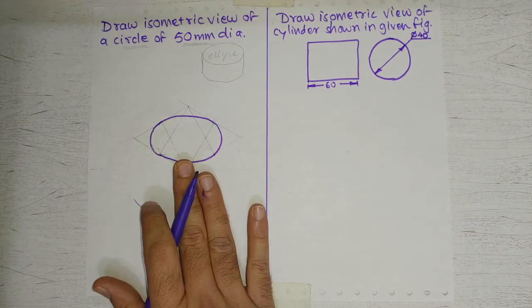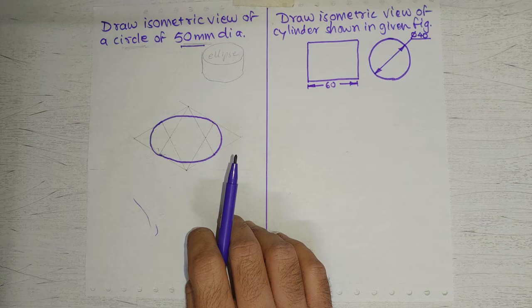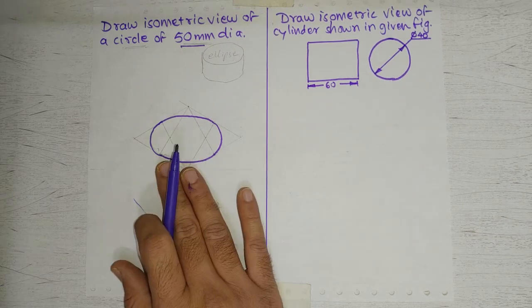So after drawing all these arcs, we can make this ellipse with continuous thick line, and that is the ellipse of required diameter circle.